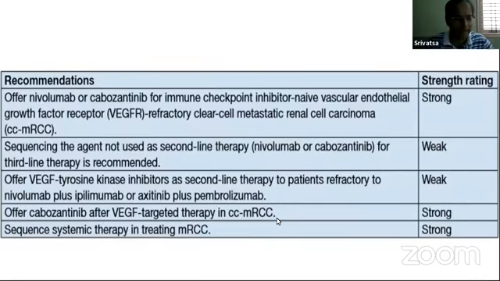So these are the recommendations, the summary of recommendations. Offer nivolumab or cabozantinib for immune checkpoint inhibitor naive, VEGFR refractory clear cell metastatic RCC, which has a strong strength rating. Sequencing the agent not used as second line therapy for third line therapy is recommended. Like I mentioned before, there is no alternative as such. There is no recommendation as such. The strength rating is weak. It is left to the discretion of the treating doctor. Offer cabozantinib after VEGF targeted therapy in clear cell MRCC. Sequence systemic therapy in treating MRCC.